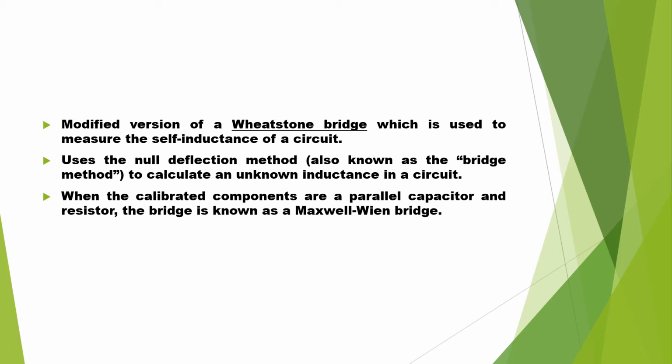The working principle is that the positive phase angle of an inductive impedance can be compensated by the negative phase angle of a capacitive impedance when put in the opposite arm and the circuit is at resonance, that is, no potential difference across the detector and hence no current flowing through it. The unknown inductance then becomes known in terms of this capacitance.